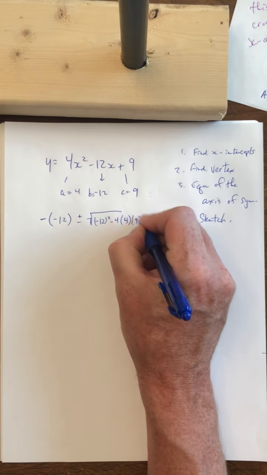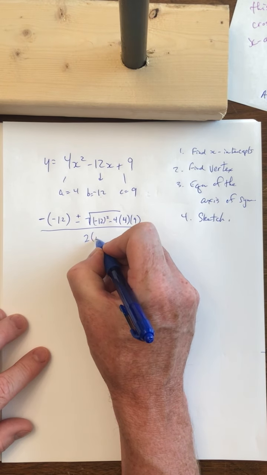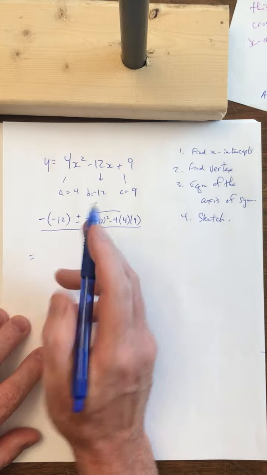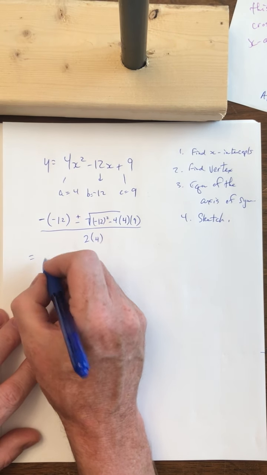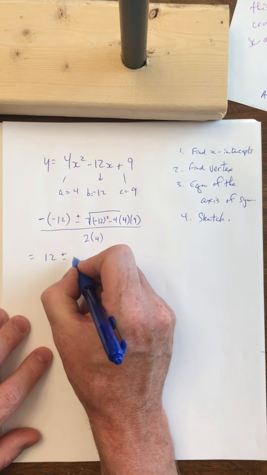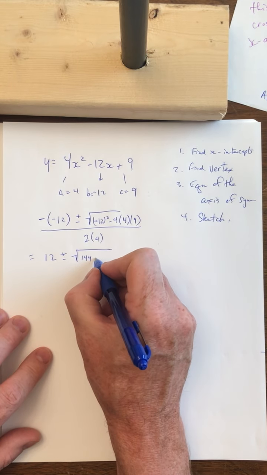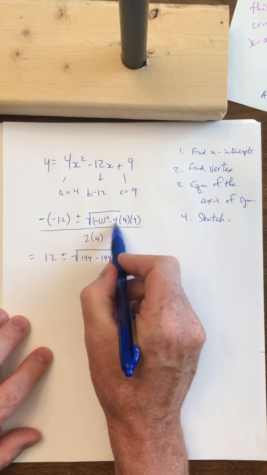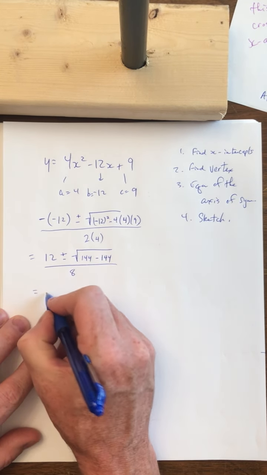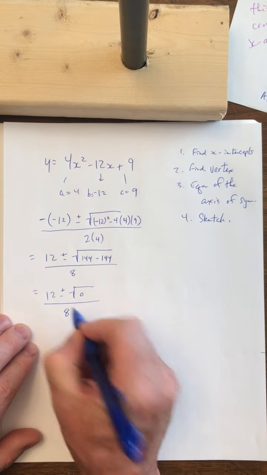Four. 9, sorry, all over 2a. All right, simplifying this, negative 1 times negative 12 is a positive 12 plus or minus the square root of negative 12 times negative 12, which is 144, minus 144. When we simplify all that, all over 8.